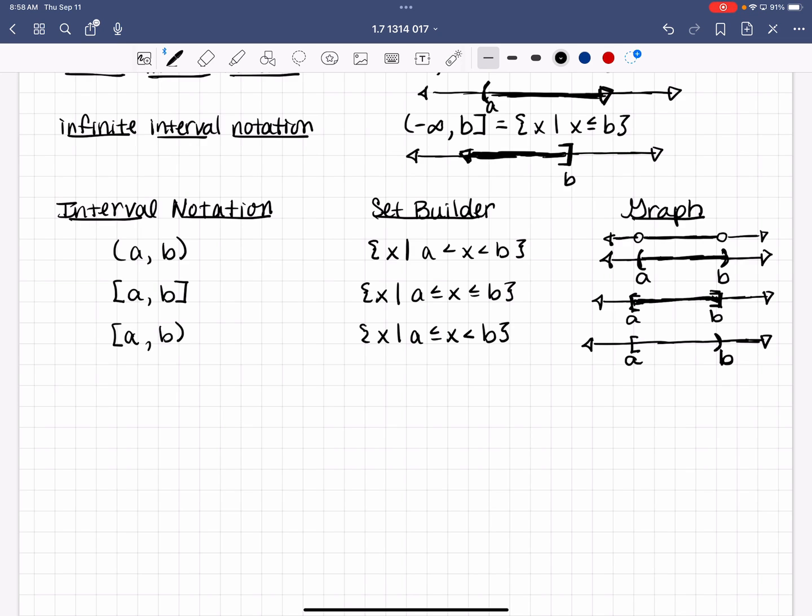Okay, I can have it the other way around. I can have an open interval at A, so it doesn't actually equal A. And then I can have it closed at B, so it's equaling B. And that's going to give me X such that A is less than X is less than or equal to B. So I'm going to use open on A, closed on B.